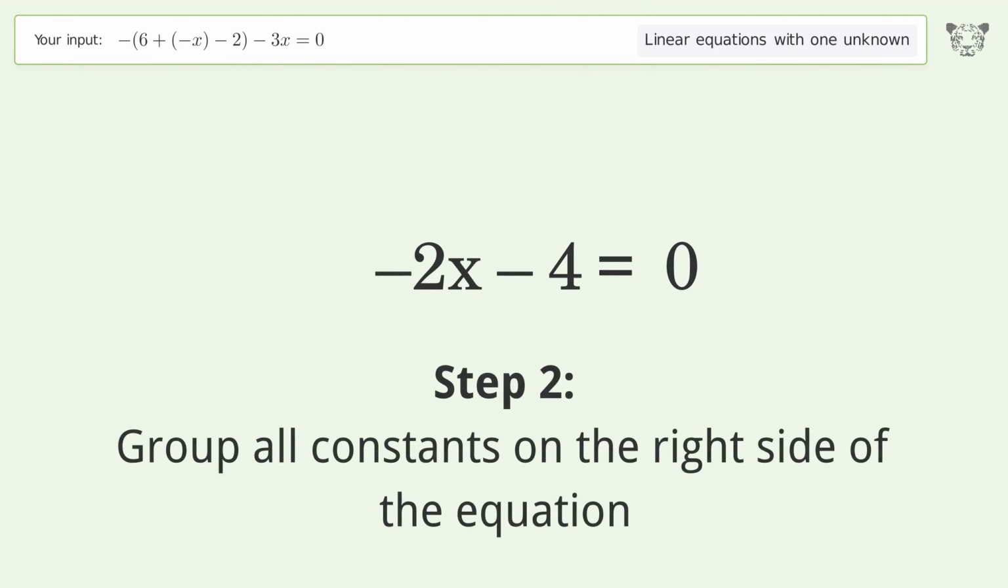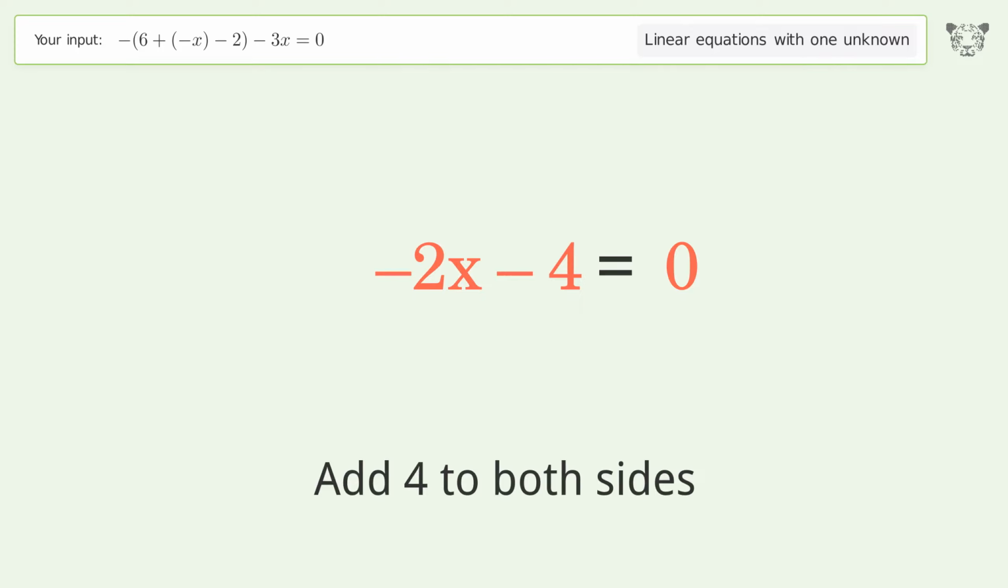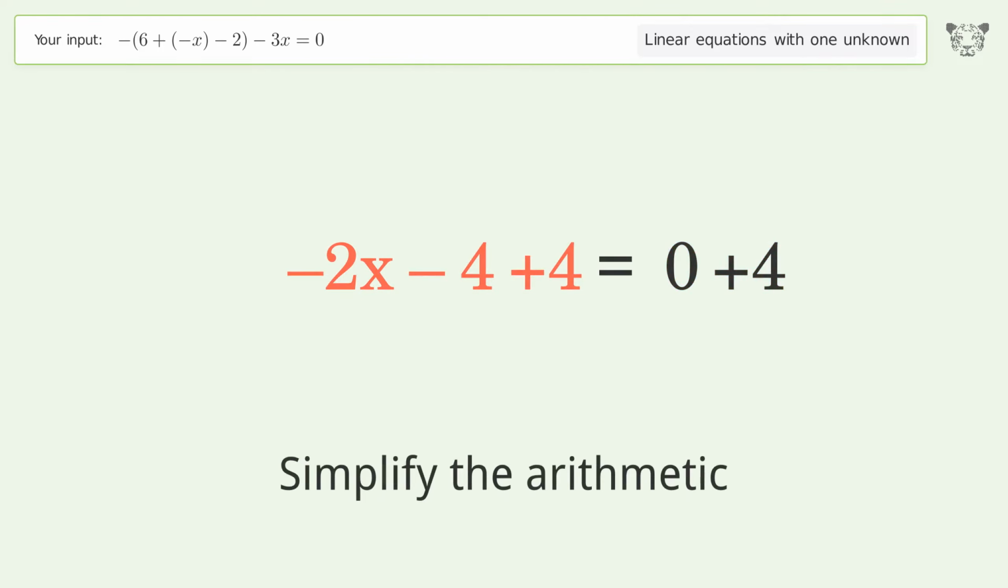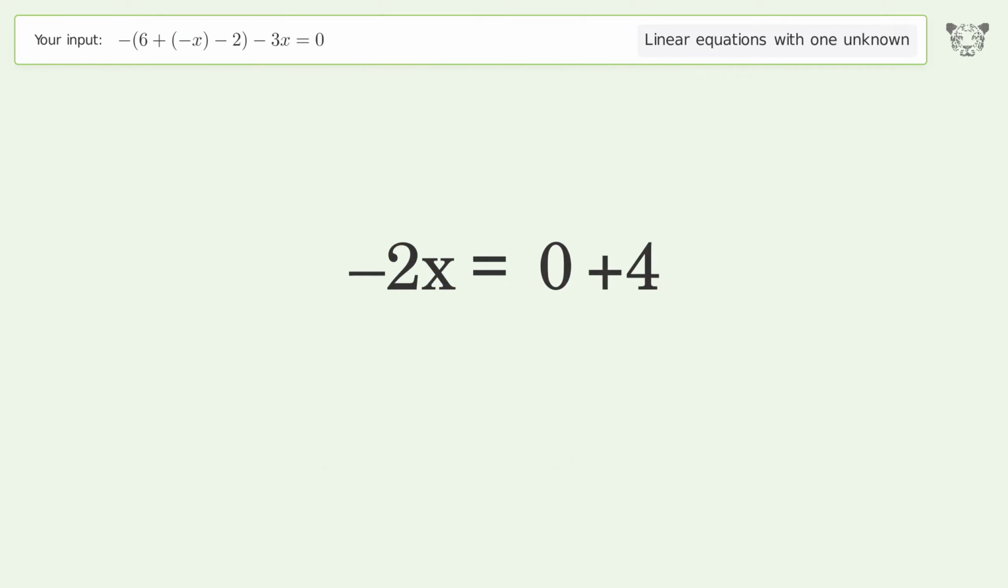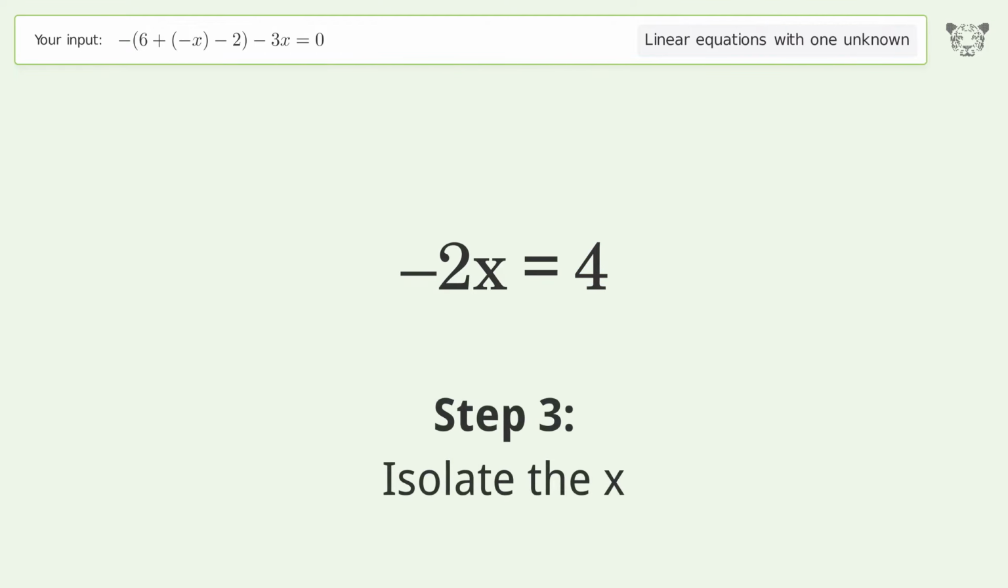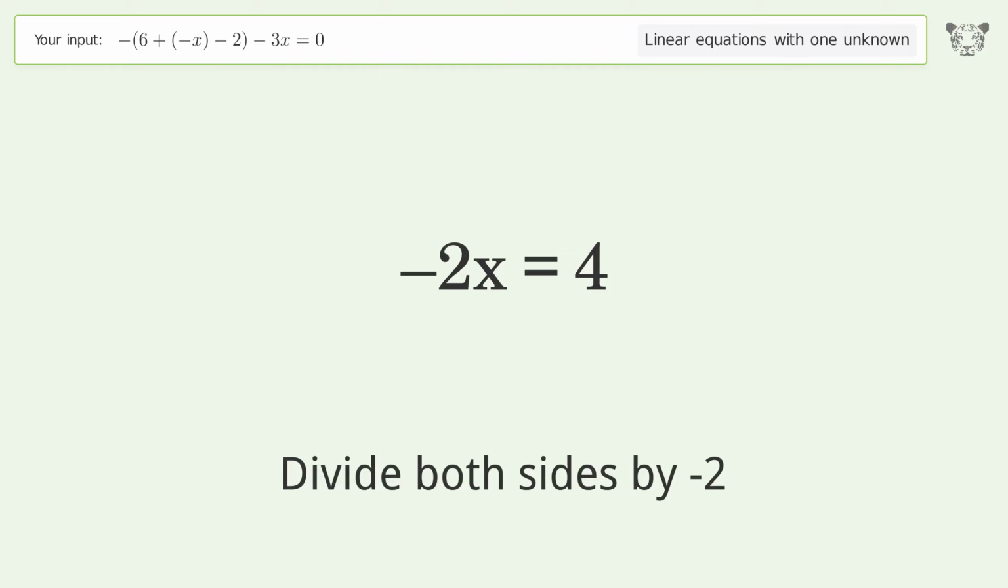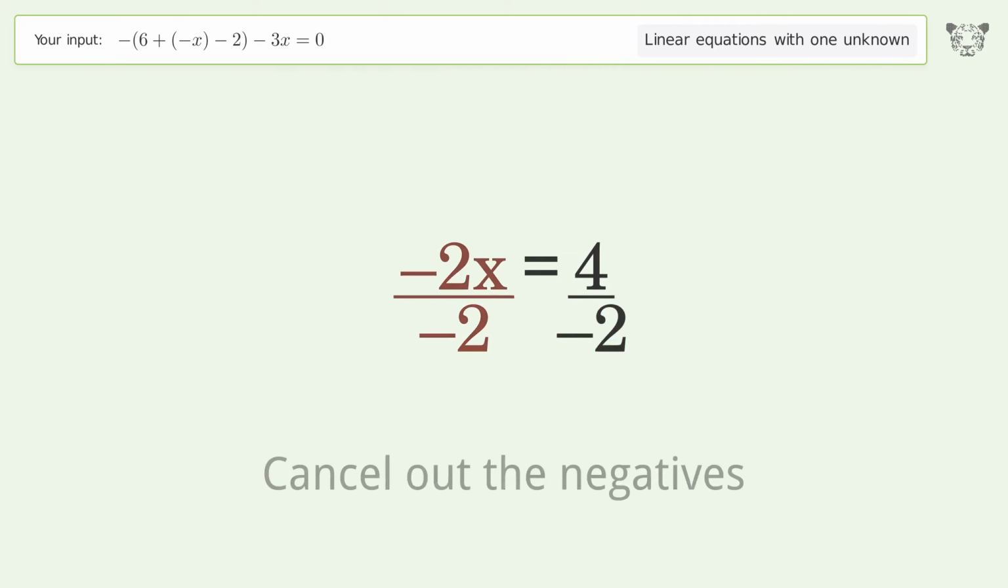Group all constants on the right side of the equation. Add 4 to both sides. Simplify the arithmetic. Isolate the x. Divide both sides by -2. Cancel out the negatives.